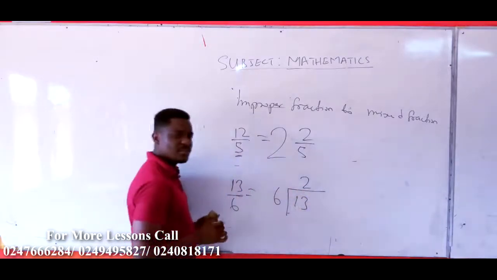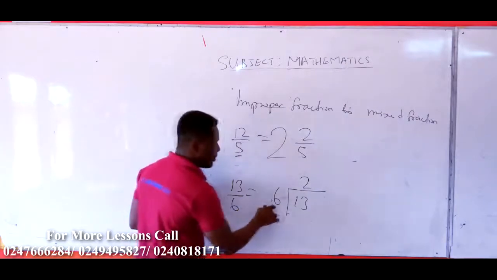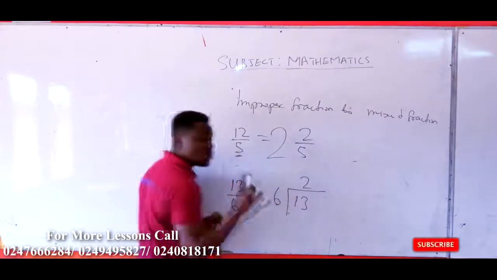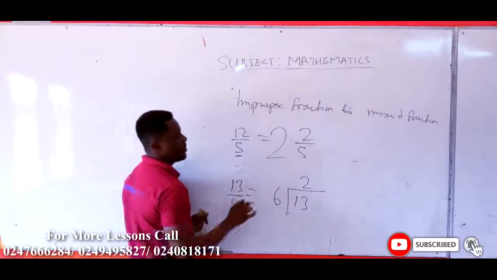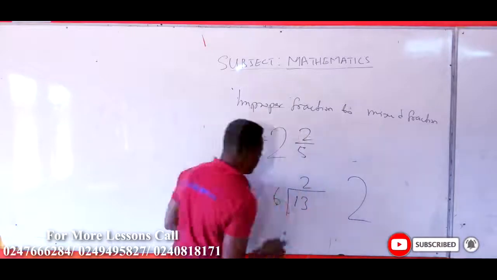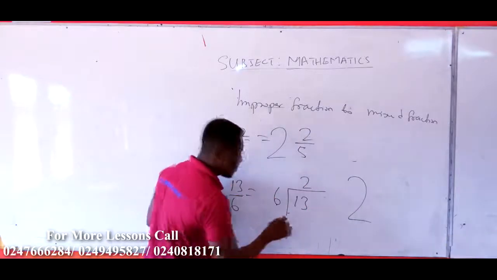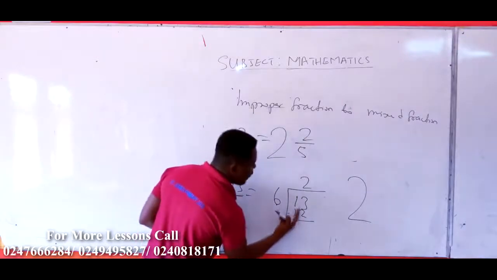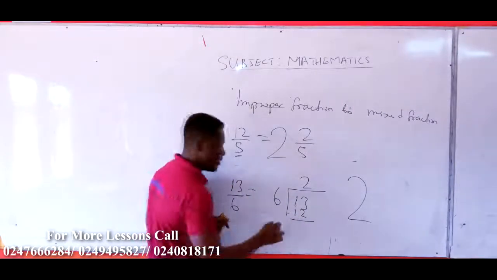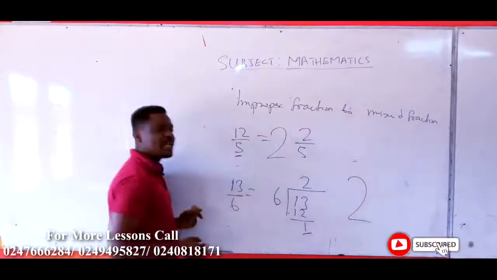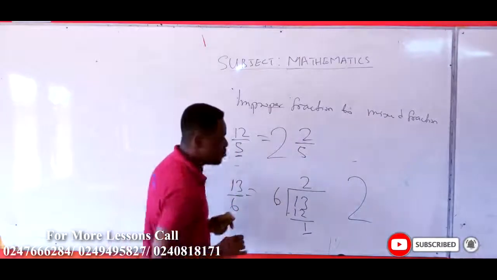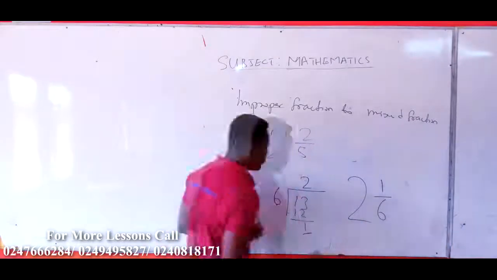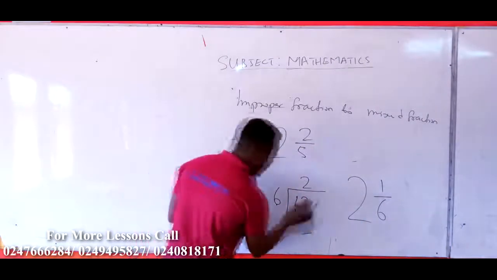Did you get that correct? Are you sure? Good. 2 times. Now, the 2 becomes your whole number. Don't forget. So I can write the 2 here already. Now, 6 times 2 will give you what? 12. Good. Subtract 12 from this. What will be left? 1. So the 1 is the remainder. The remainder becomes your new numerator. So I write 1 over what? 6.